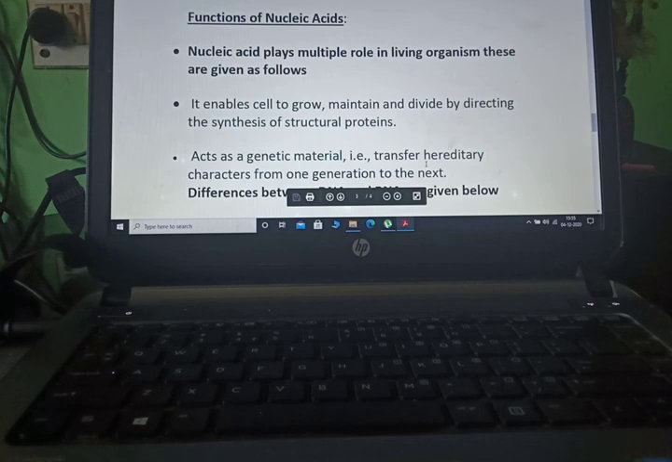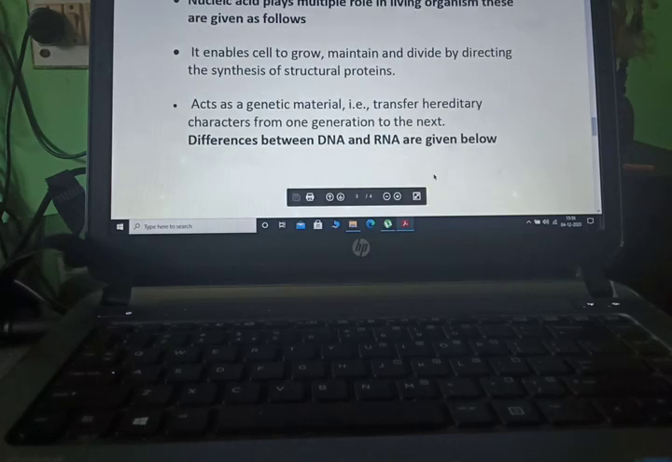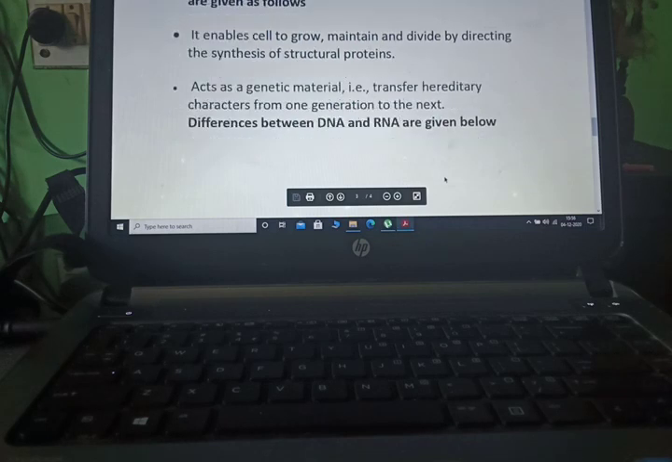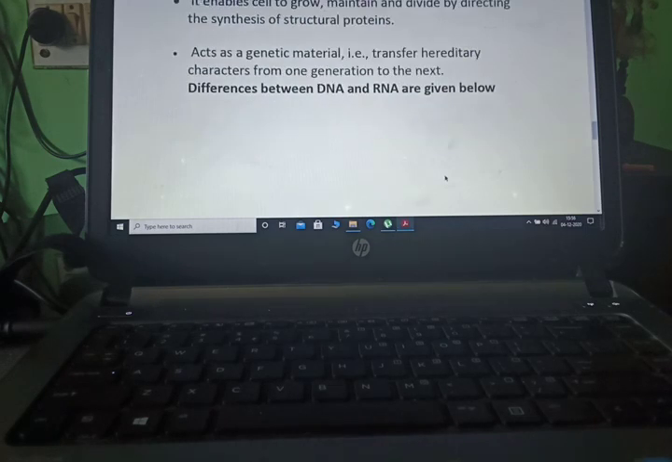Now, function of nucleic acid. Nucleic acids play multiple roles in living organisms. These are as follows. It enables the cell to grow, maintain and divide by directing the synthesis of structural proteins. It acts as a genetic material, transferring hereditary characteristics from one generation to another.